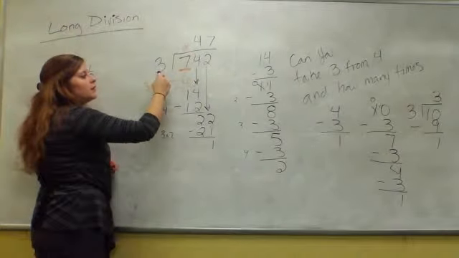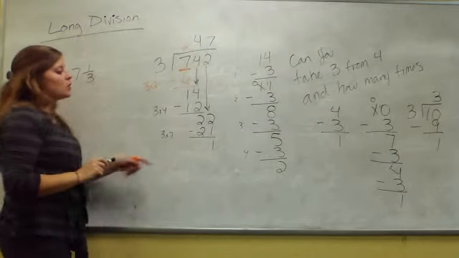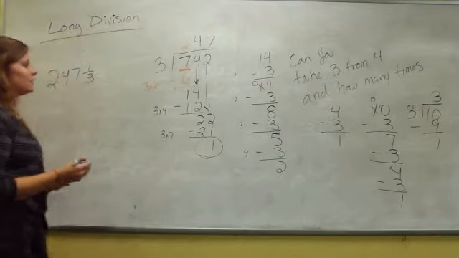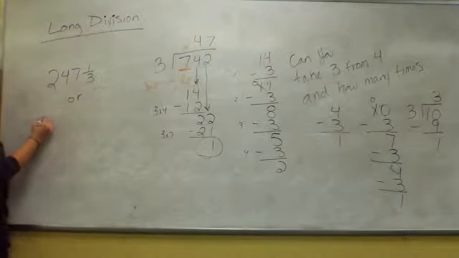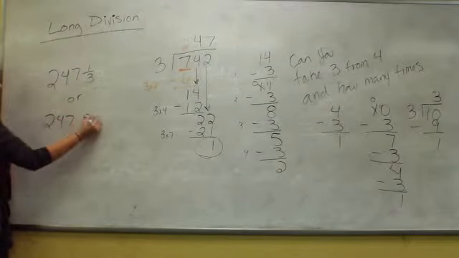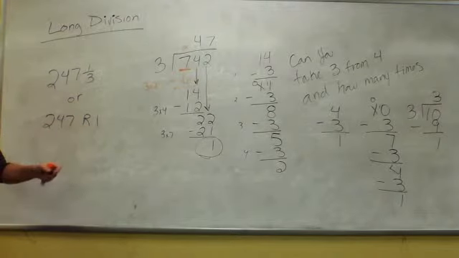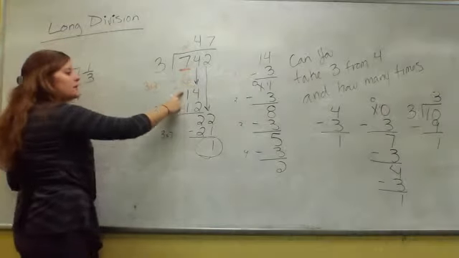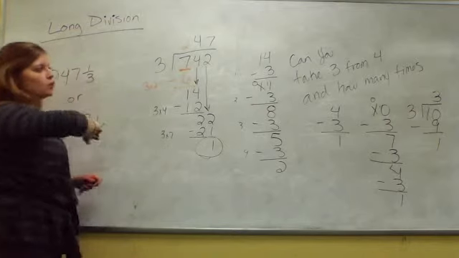So I have 3 goes into 742, 247 times with 1 remainder. All right. Who knows the other way I can write this? 247, literally an R for remainder. Okay? Now what about my remainders as I went down? Do I have to write these down anywhere? Nope. Not even a little bit.